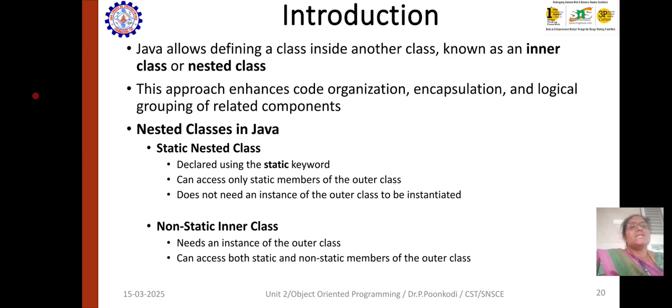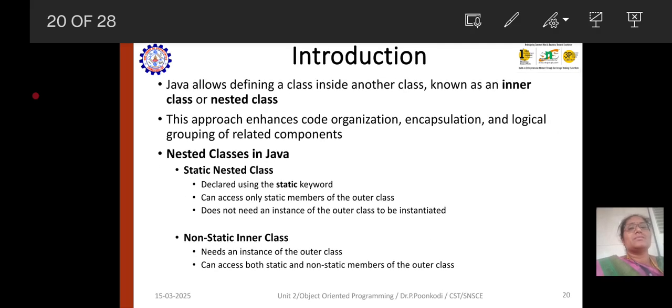That is, we need to create an object for the outer class so that we can access the members and methods in that particular class. Okay. If we access through the instance, then both the static and non-static members of the outer class can be accessed.